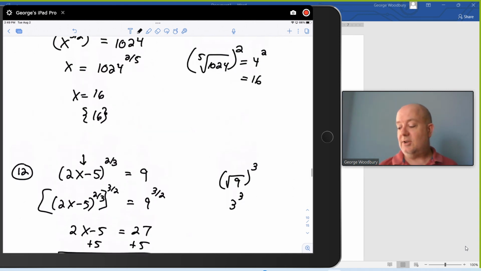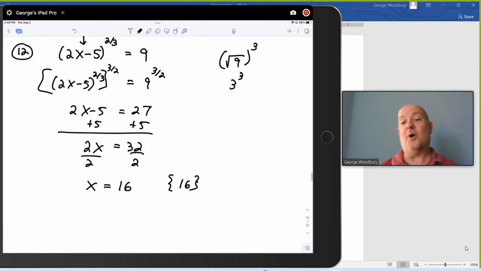Quick note, I did 2 problems that both had x equals 16. The answer won't always be 16.